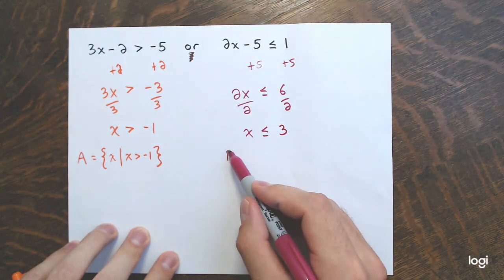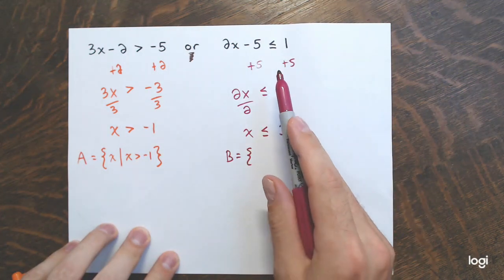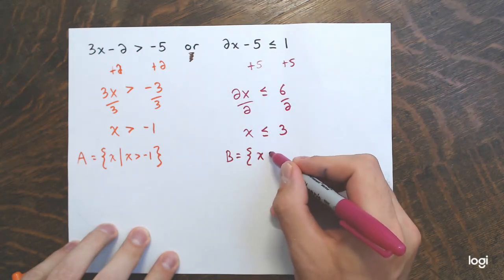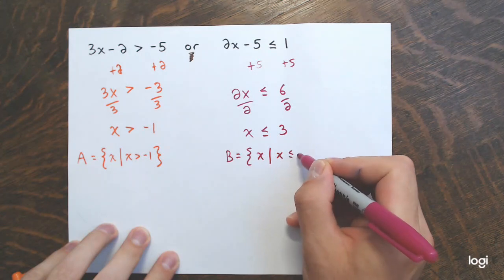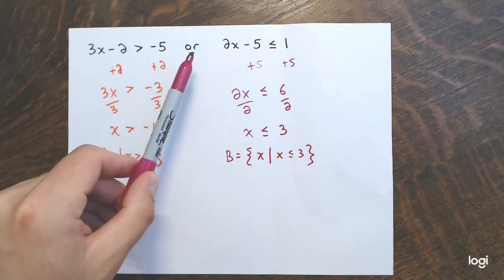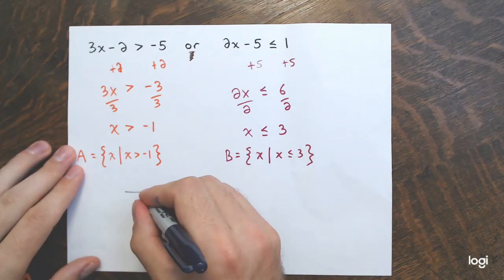Alright, so the set B here is the solutions of the second inequality, all the values of x, as long as those values are less than or equal to 3. Alright. And then we're going to take the union, right? I'm seeing the word or again. So first a picture though, right? First a picture, and then we'll talk about the union.